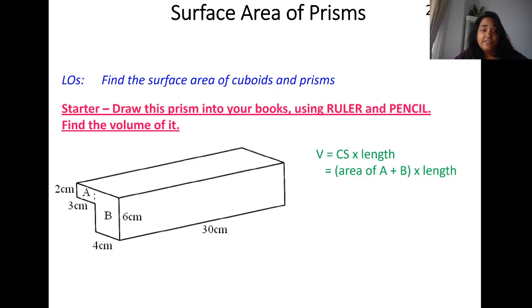So we get area of A plus B. So the area of A is 2 times 3, which is 6, and the area of B is 6 times 4, which is 24. And then the length we've got as 30. Multiply 30 times 30, we get 900 centimetres cubed. Don't forget the units, and then we're done.